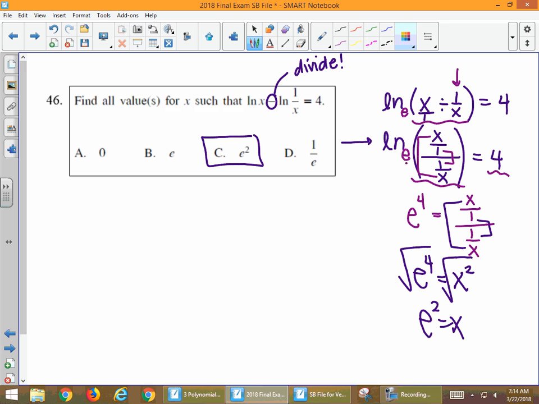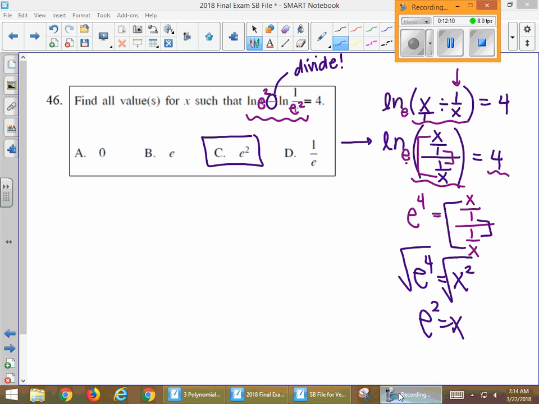You can also plug in that value and test. Put e squared here and e squared here, and make sure when you put this in your calculator that it is equal to 4. Lovely. Very close to the end of the exam.